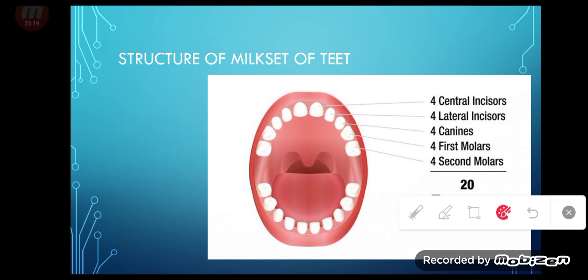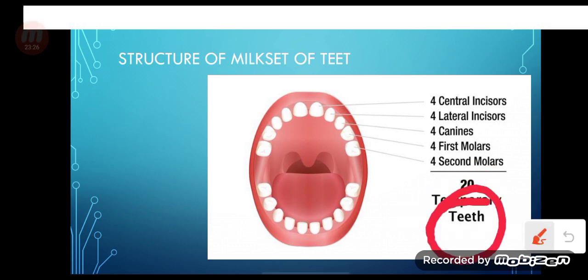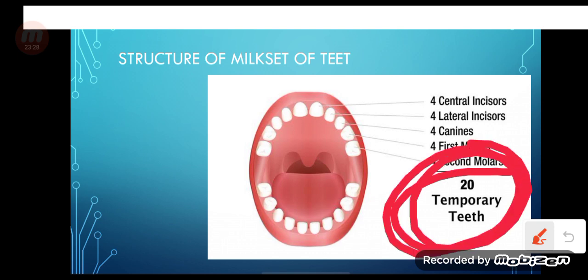Now structure of milk set of teeth. Here 20 teeth are present. These are also called temporary teeth.